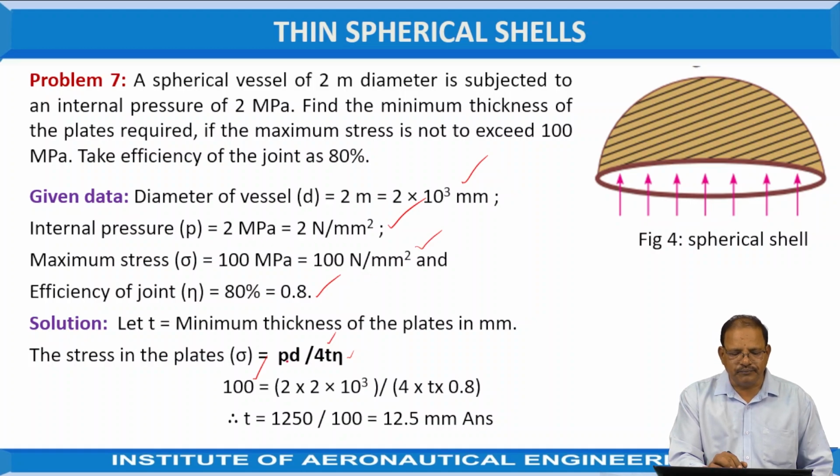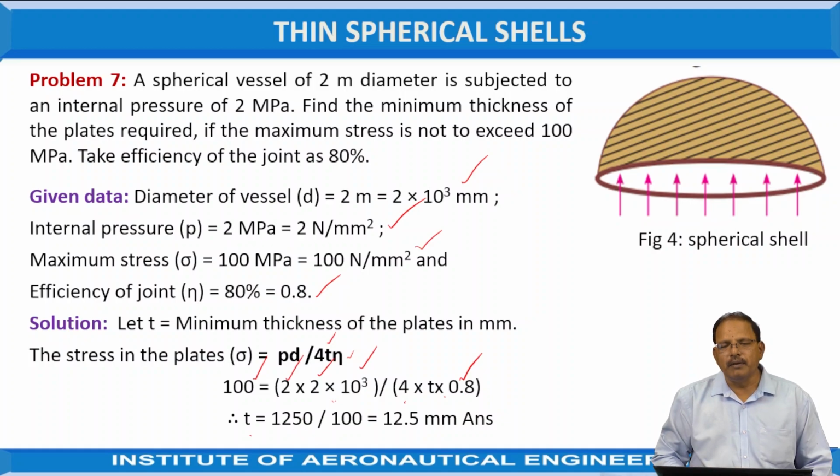per mm square. P is equal to 2 megapascal, 2 Newton per mm square, and D is equal to 2 meters, which is 2 into 10 to the power of 3 mm, divided by 4 into T, multiplied by the efficiency 0.8. Doing these calculations, we get T equal to 1250 divided by 100, which is equal to 12.5 mm.